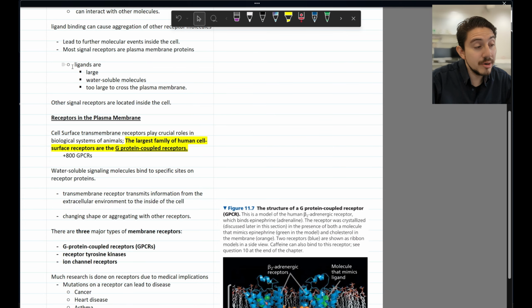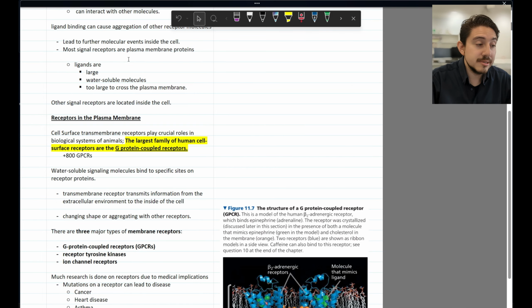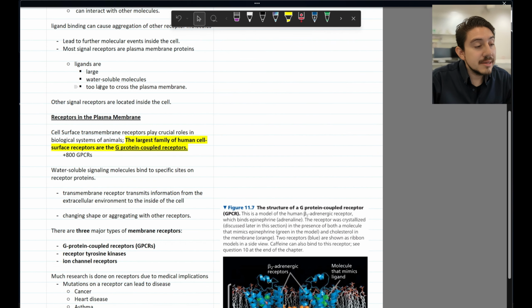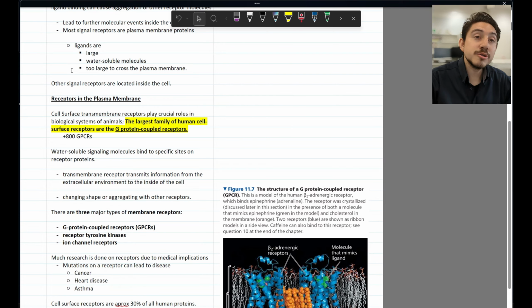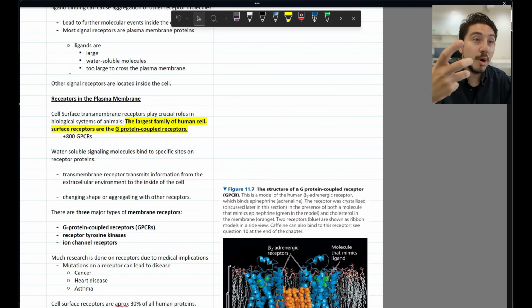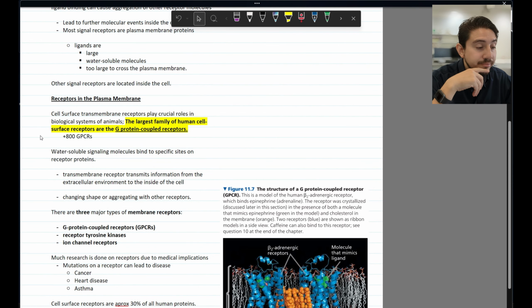As I mentioned before, most signal receptors are plasma membrane proteins, transmembrane proteins. The ligands generally are, and this is quite important to know, relatively large and water soluble, so they need to be moving about within the cytosol. They're generally too large to cross the plasma membrane in itself, hence the whole purpose of a receptor molecule.